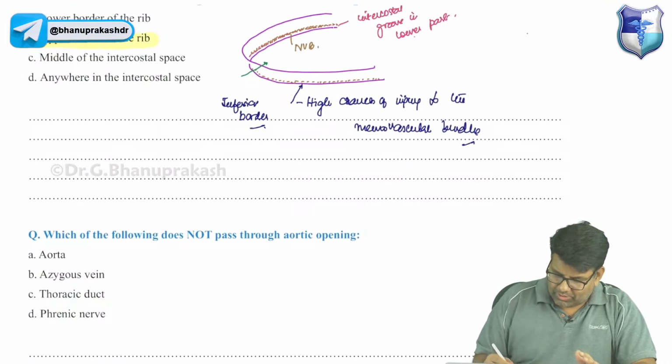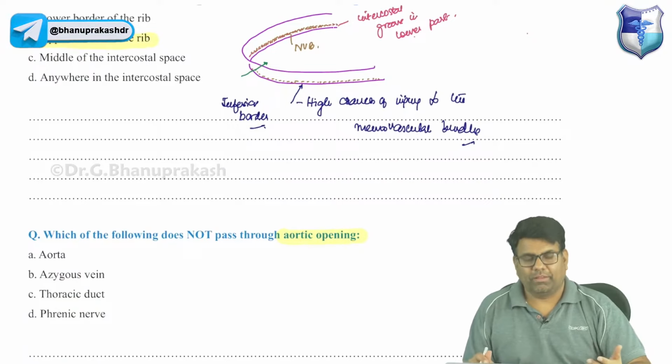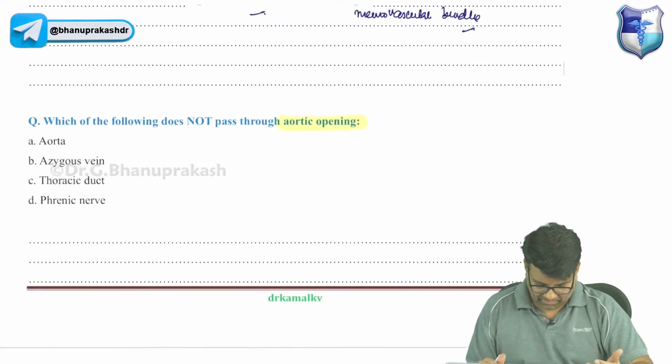Now, which of the following does not pass through aortic opening? Any idea?